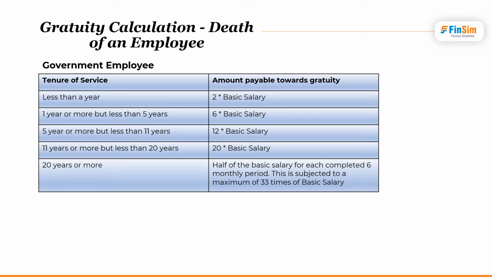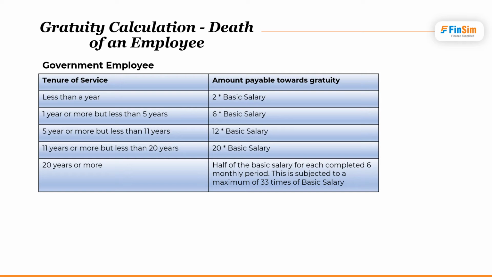In case of an unfortunate event of death of a government employee, gratuity calculation will be as per the table provided in the slide. If the service rendered is less than a year, 2 times of basic salary will be paid to the nominee. If the service rendered is more than a year but less than 5 years, 6 times of basic salary will be paid to the nominee. If the service rendered is more than 5 years but less than 11 years, 12 times of basic salary will be paid to the nominee.